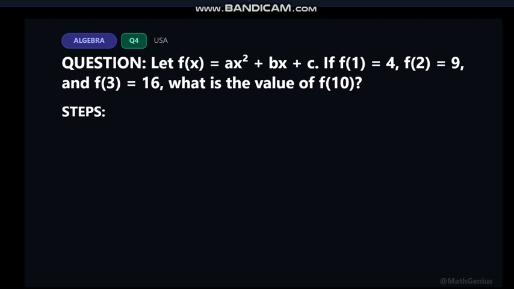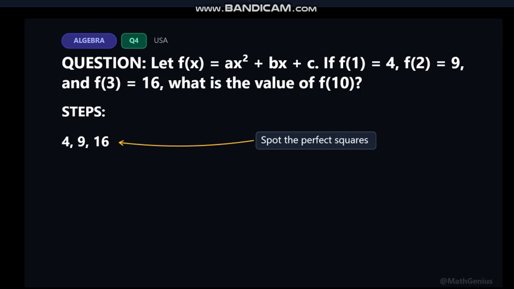Steps. Notice anything about our outputs? 4, 9, and 16. They are all perfect squares. Let's rewrite them as 2 squared, 3 squared, and 4 squared. See the link? The base of the square is always exactly 1 more than the input.